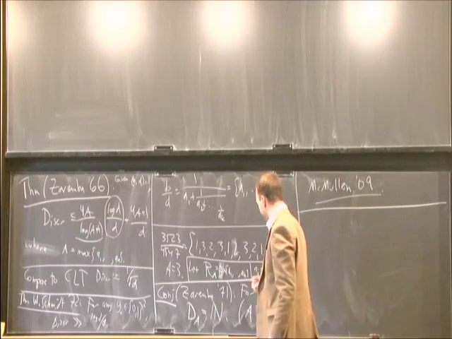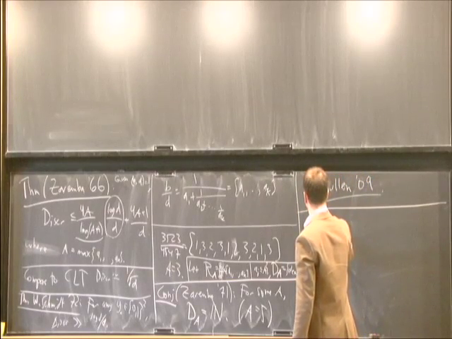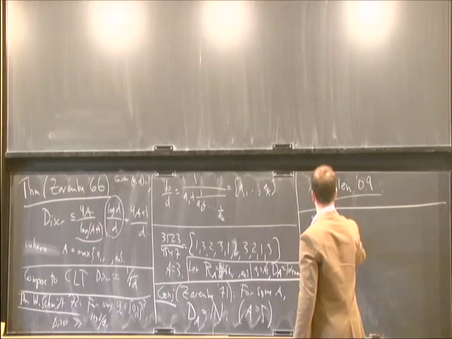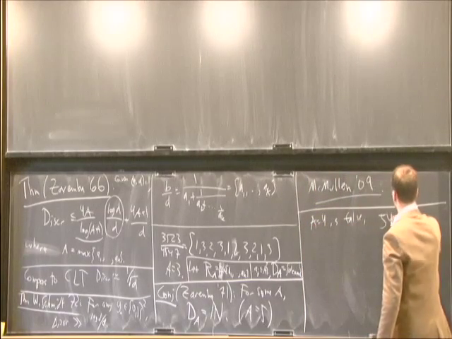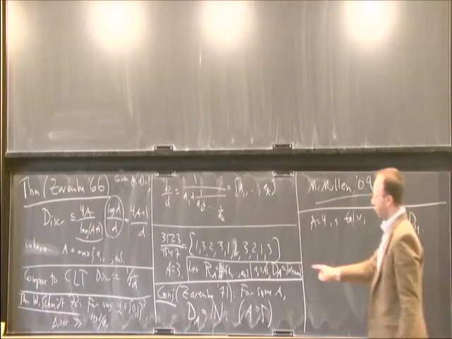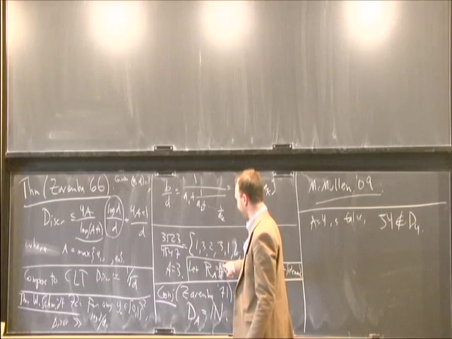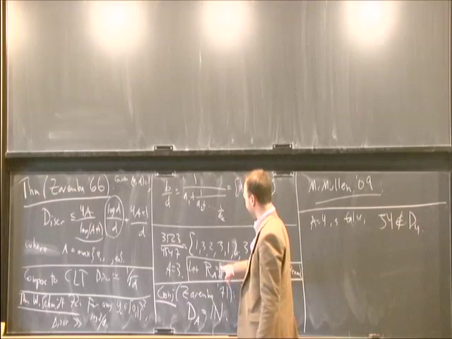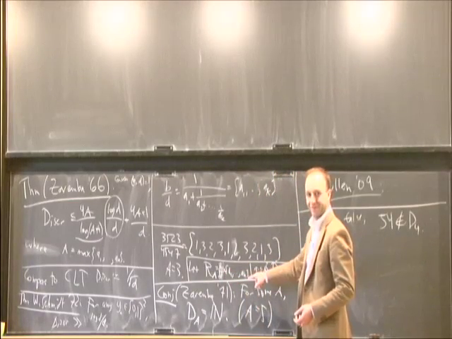Let me go back to this question why A equals 5 is interesting. So for A equals 4 it is false. 54 is not in D4. So whatever numerator, check every number that's relatively prime to 54 and write out its continued fraction expansion. It always uses the digit at least 5.